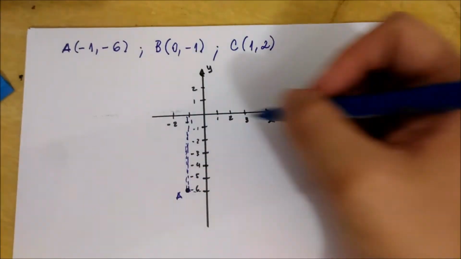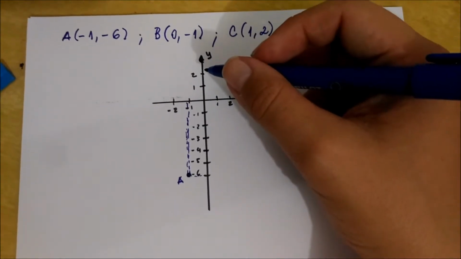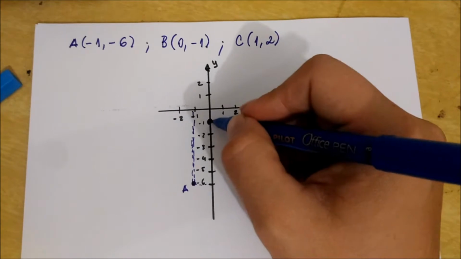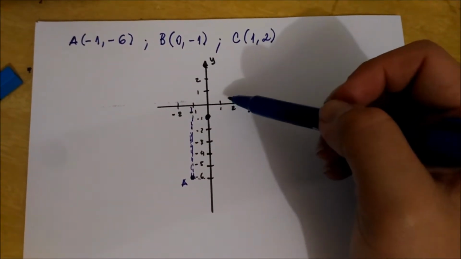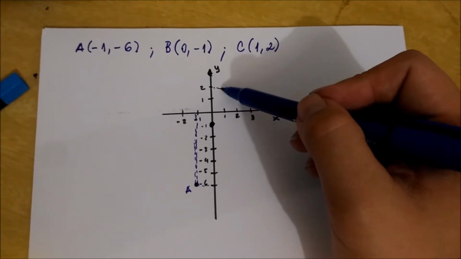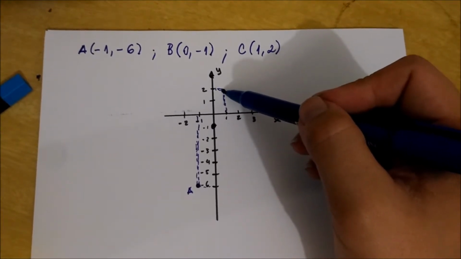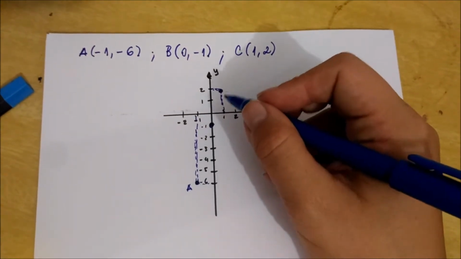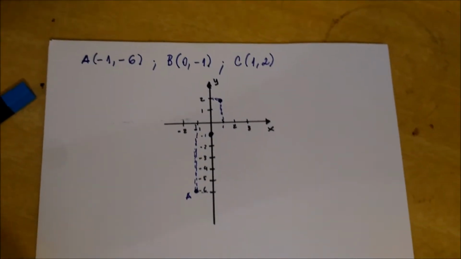Now point B. 0 in x, so it's on the y-axis. 0 in x, -1 in y. So here it is. Okay, and now my point C is 1 and 2. For now, it looks like a straight line, more or less.